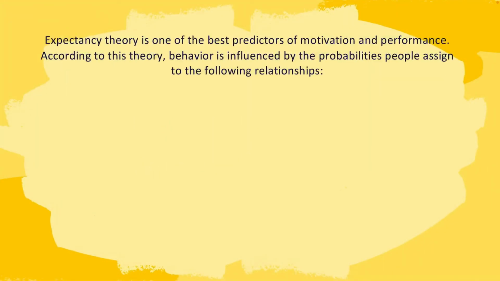Expectancy theory is one of the best predictors of motivation and performance. According to this theory, behavior is influenced by the probabilities people assign to the following relationships. The first one is the effort necessary to achieve the goal. Intrinsic motivation, or the pleasure people associate with the content of a job or task, is stimulated when the task is perceived as challenging but not overwhelming.